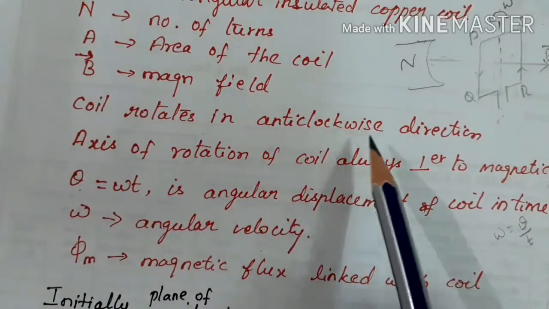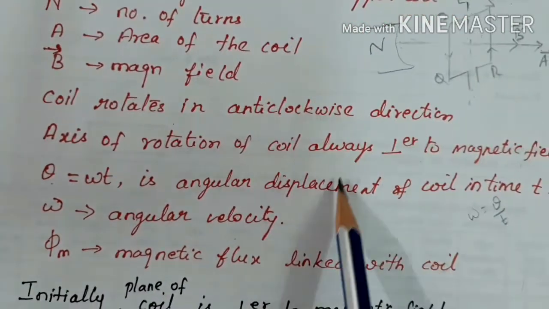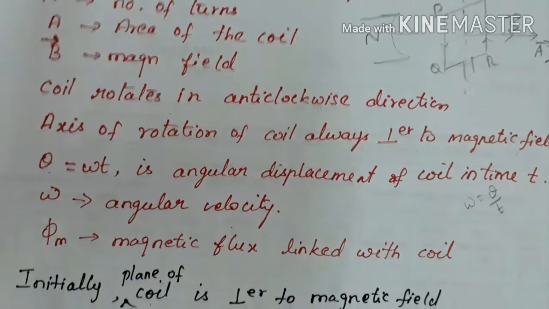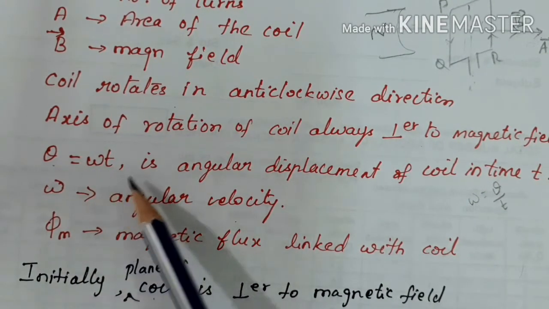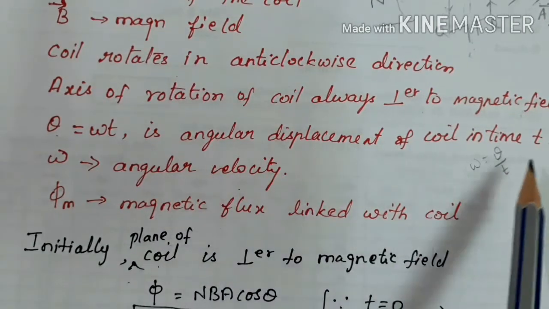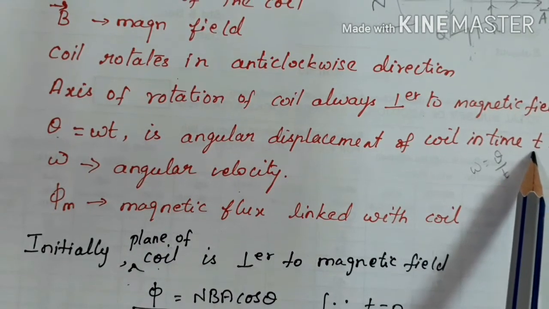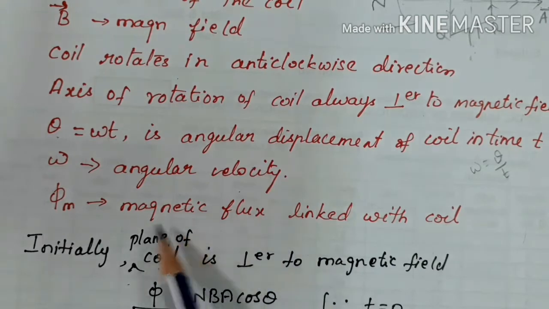So the coil rotates in the anti-clockwise direction. The axis of rotation of the coil is always perpendicular to the magnetic field. Theta is the angular displacement, which is equal to omega t, and the time taken by the coil to rotate in the magnetic field we will take as t. Angular velocity is omega. Phi m is the magnetic flux linked with the coil.